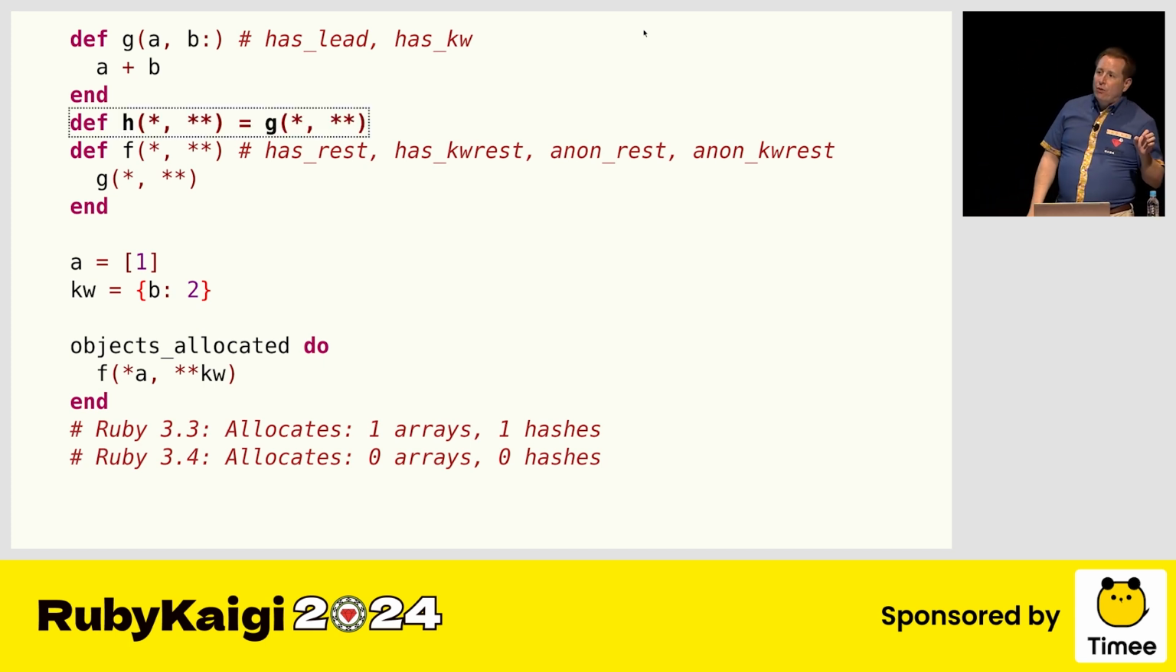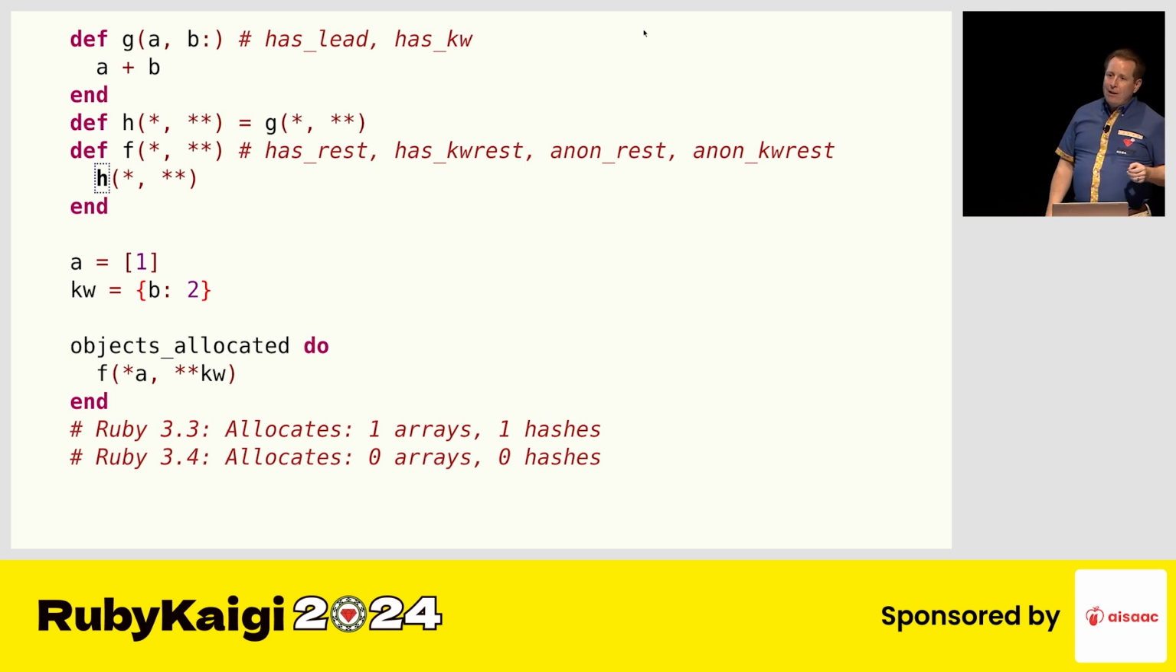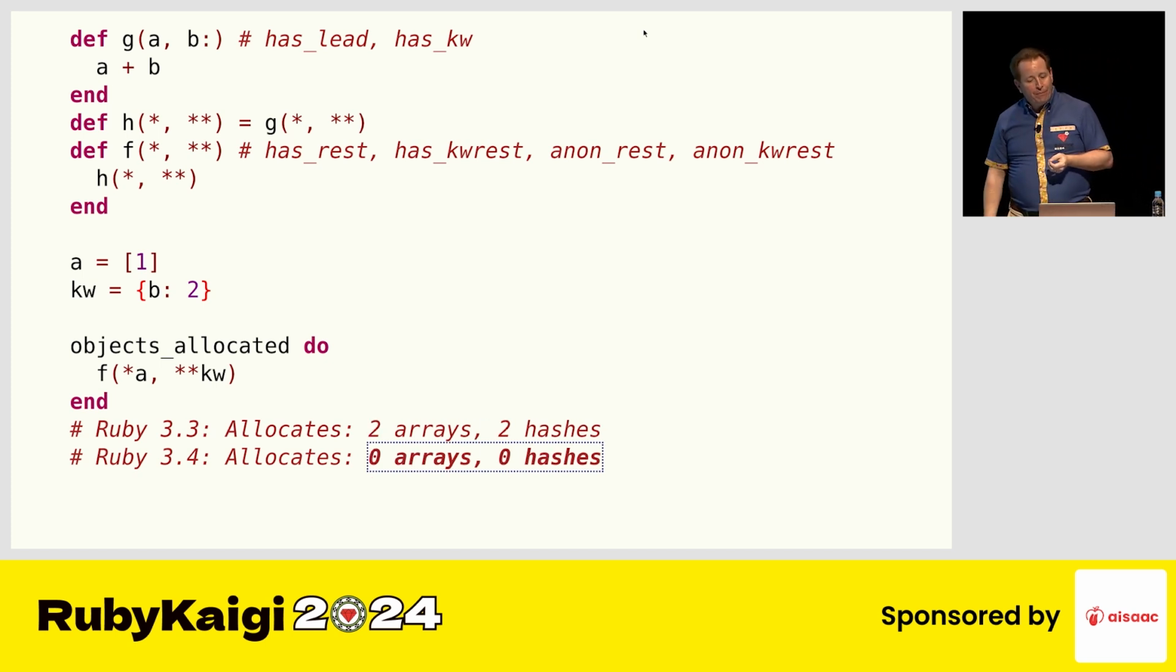So if you add a level of indirection via an H method, which uses anonymous positional and keyword splats and delegates to G, and you change F to call H instead of G, Ruby 3.3 would allocate 2 arrays and 2 hashes, 1 for each of the indirection levels. But Ruby 3.4 would still not allocate any objects for this method call.